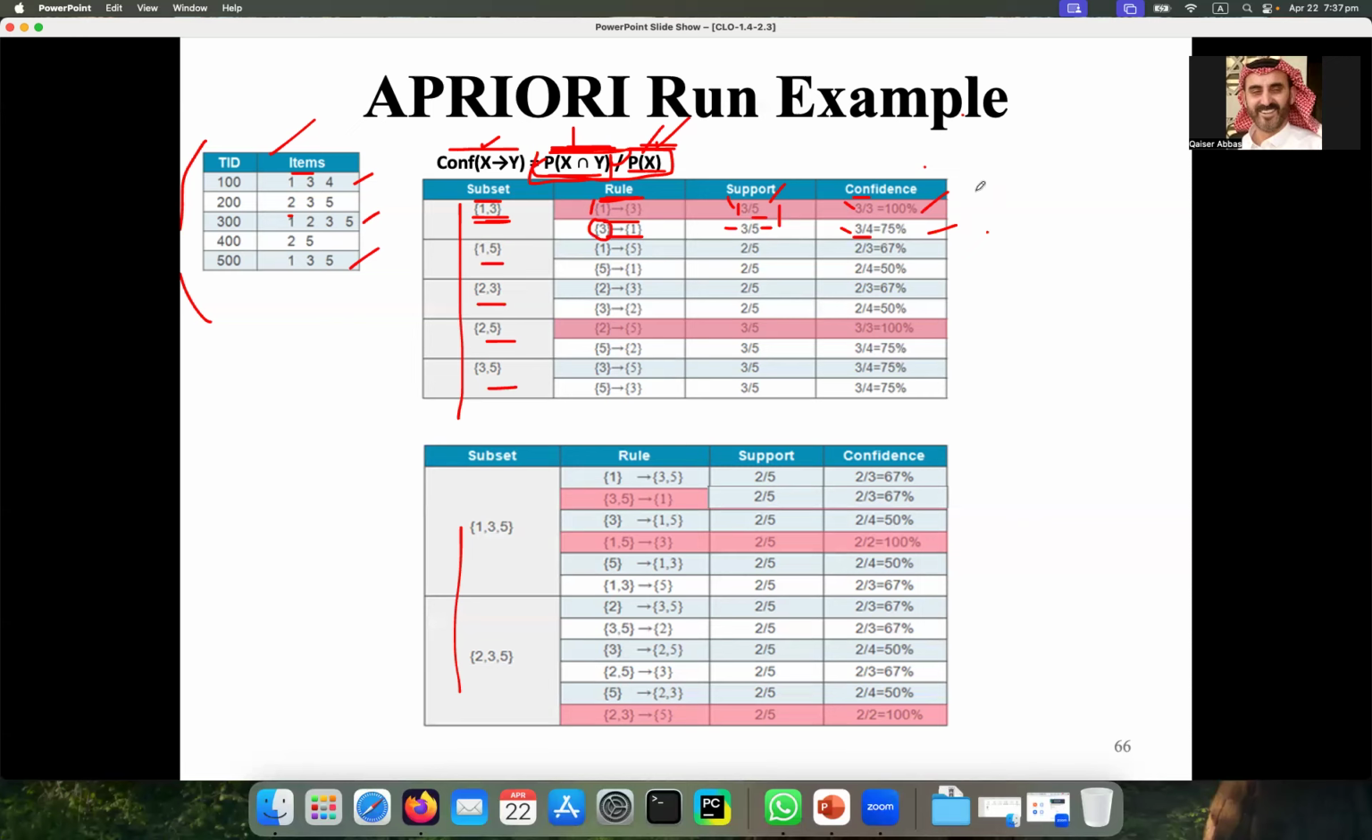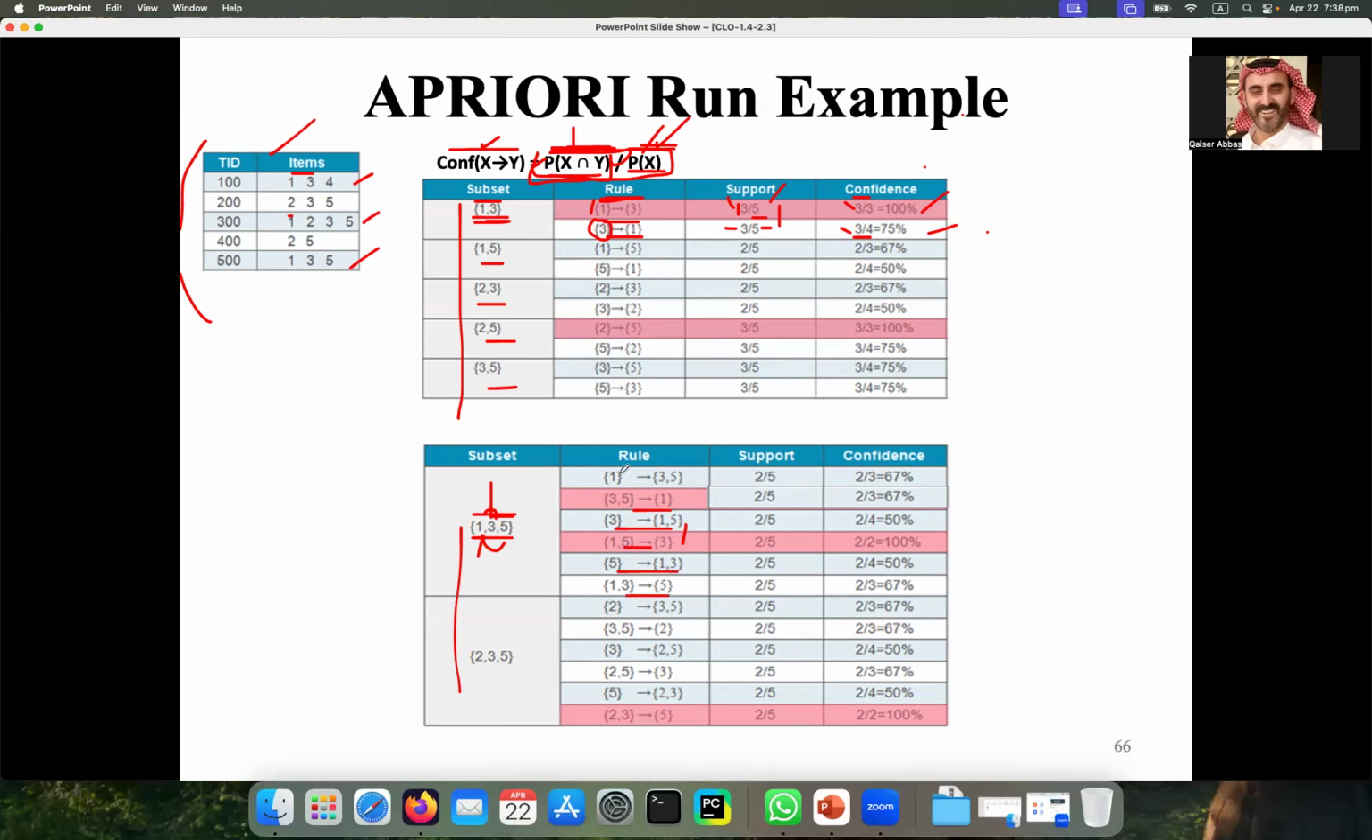Similarly for the triplets, you can see the triplet 1, 3, 5. How can you make the rules? 1 with 3, 5, and then 3, 5 with 1, the reverse order. And then you can take 3 with 1, 5, and their reverse order, 1, 5 with 3. And then simply 5 with 1, 3, and their reverse order. All possibilities which you can make from 1, 3, and 5, we are making here. And then we are counting.